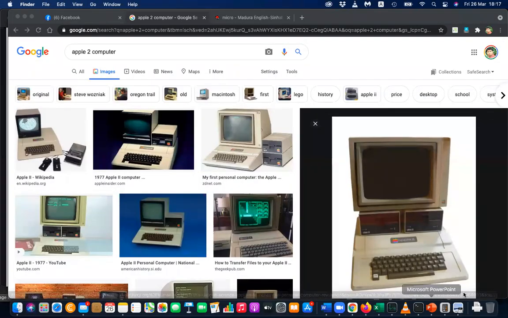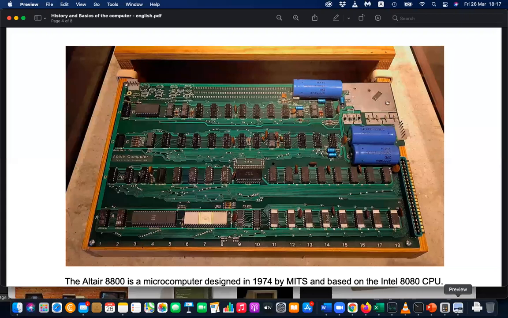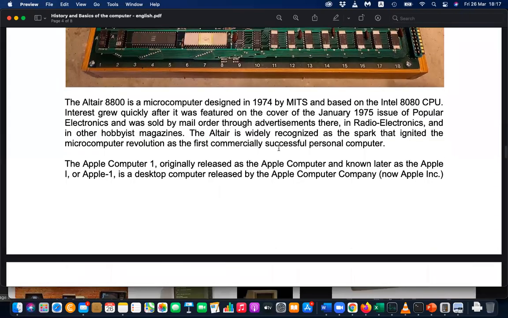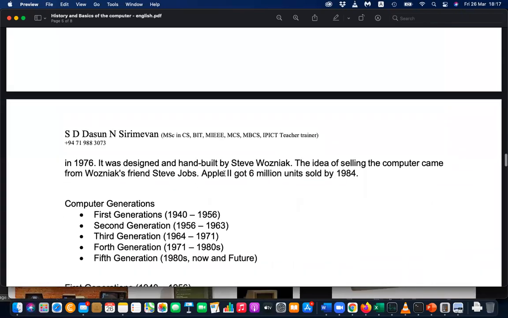And at the introduction phase, they had to say how many units sold. I just added that Apple II got 6 million units sold by 1984. I think that's the time of your parents. So you can ask your parents. Maybe they have used Apple II. I'm not sure.